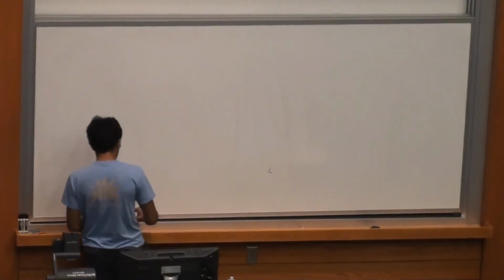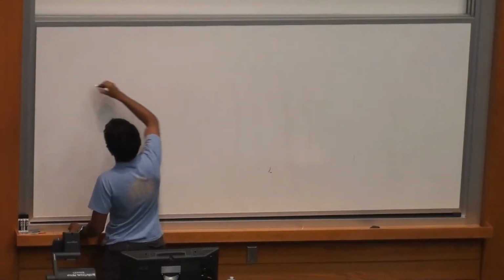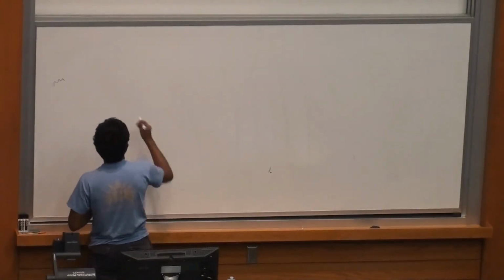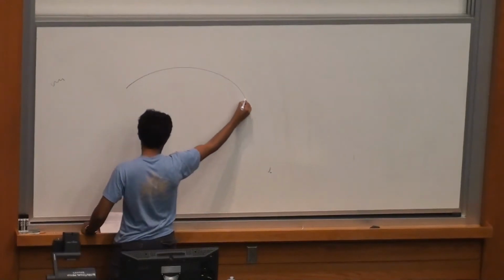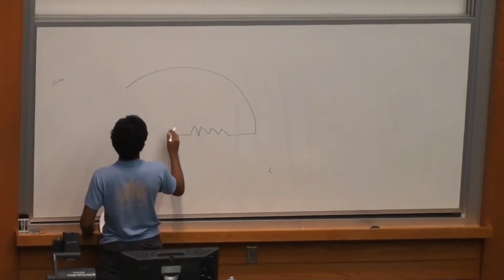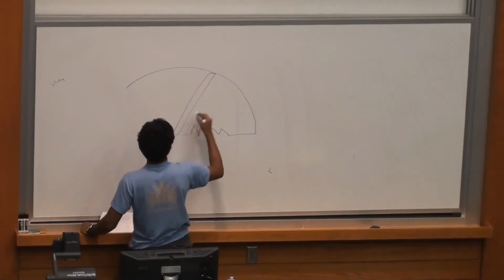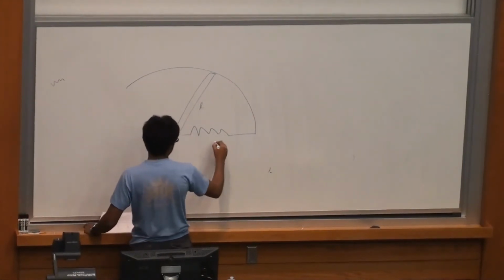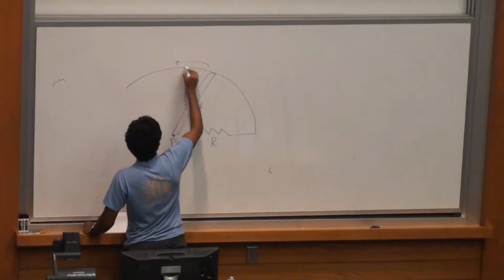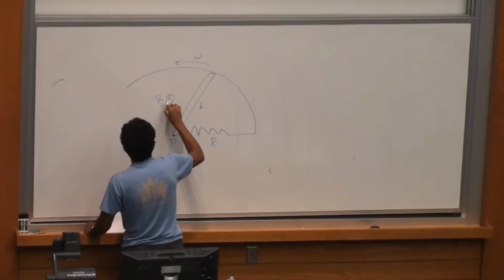So let's do that. So we have, this is length L, so that's sort of the radius. This is my resistance R. This is the point P at which they pivot, and this rod is moving at a frequency of omega. And you have a constant magnetic field that's going into the page.